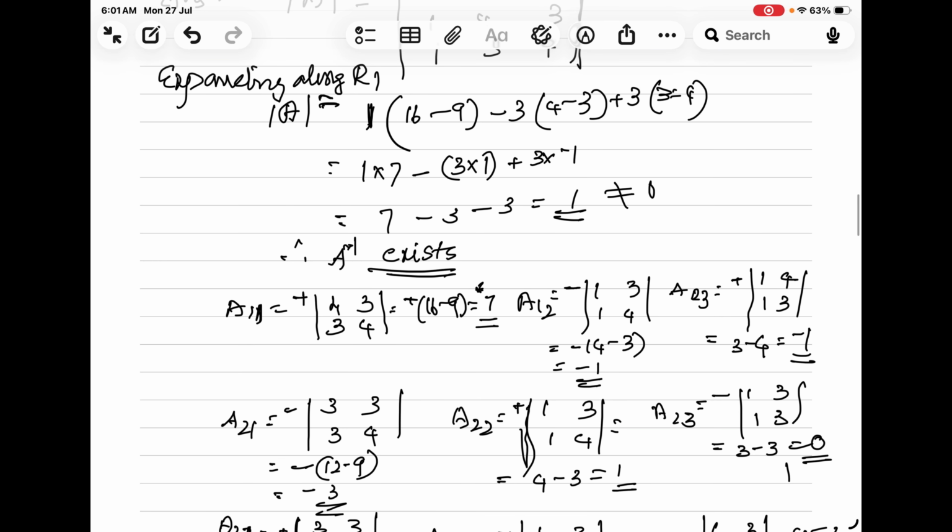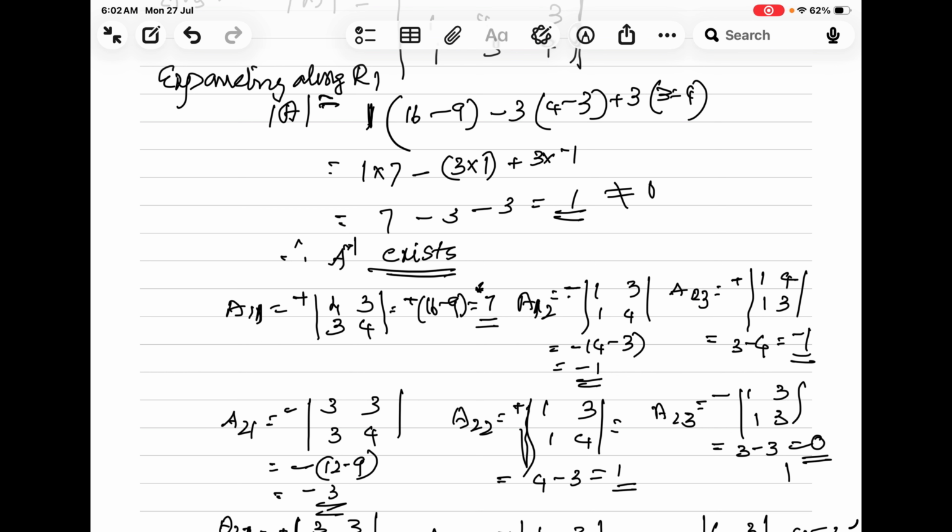A11 is equal to minus 1 raised to 1 plus 1, that is minus 1 raised to 2, which is positive. We delete the row and column in which that element lies. Then we get 4, 3, 3, 4, which is 4 into 4, 16 minus 9, equal to 7. A12 is negative 1 raised to 1 plus 2, so the sign is negative, into the determinant after deleting the row and column in which A12 lies. So 1, 3, 1, 4, then we get negative of 4 minus 3, that is negative 1.